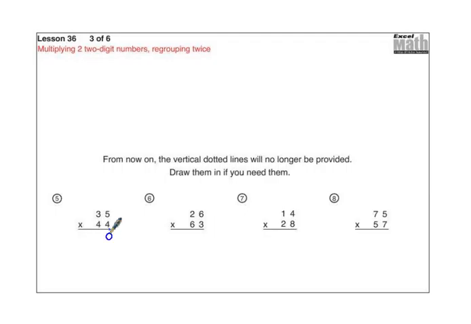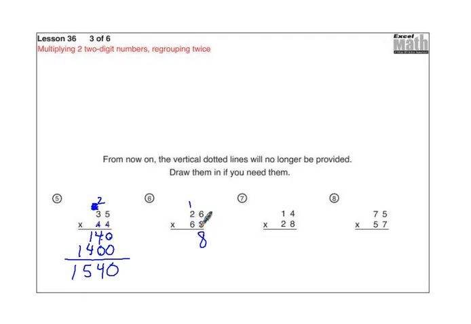5 times 4 is 20. Carry the 2. 3 times 4 is 12. Plus 2 is 14. Scribble this out and put a placeholder. 5 times 4 is 20. Carry the 2. 12 plus 2 is 14 again. And notice we have 140 and 140 because we're multiplying by 4 both times, for 1,540.